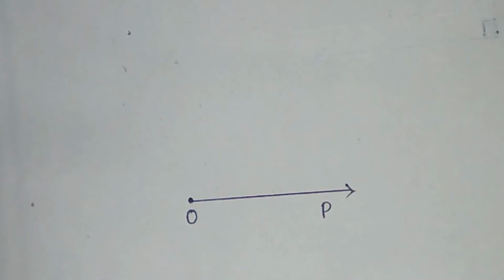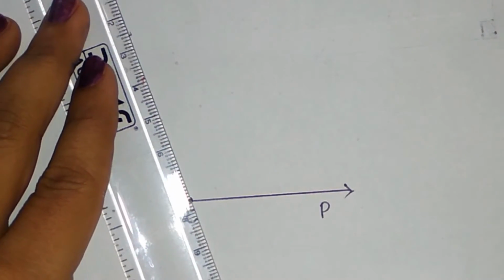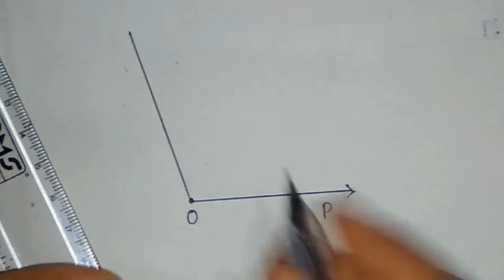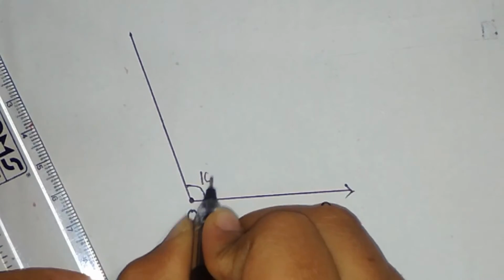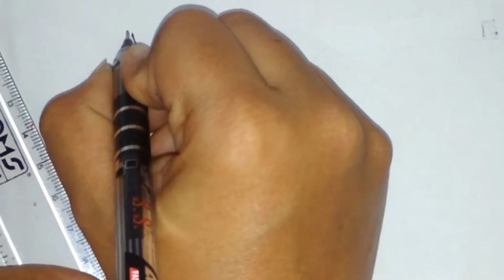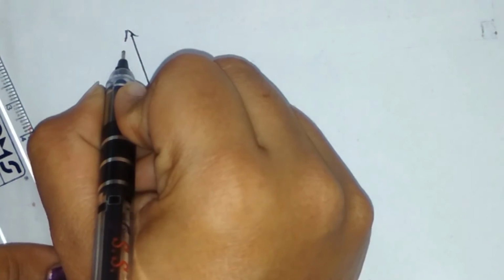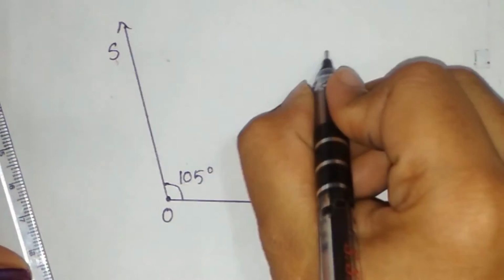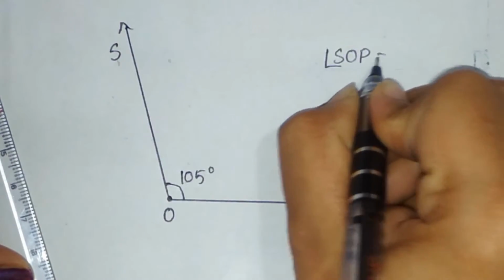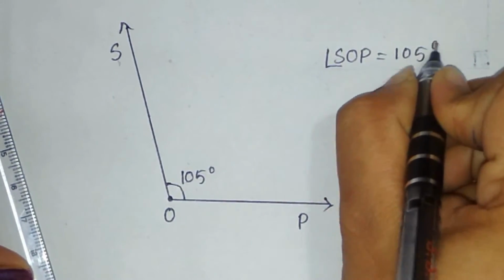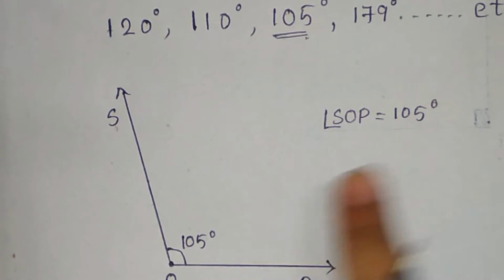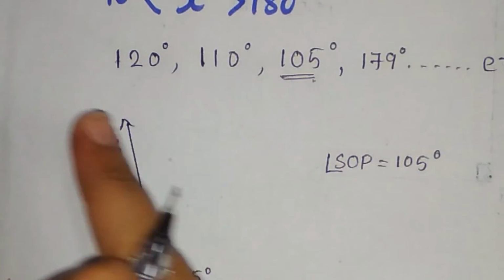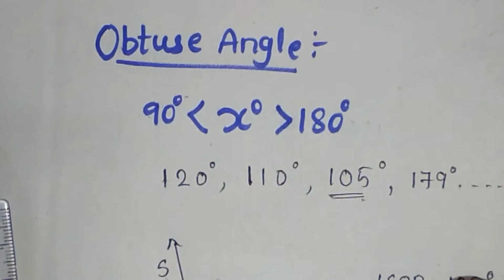I will mark it here and we'll join this. And here is our obtuse angle of 105 degrees, and I'll name this point S. Now angle SOP is an example for an obtuse angle. Not only 105, I have said many examples which come under the obtuse angle.